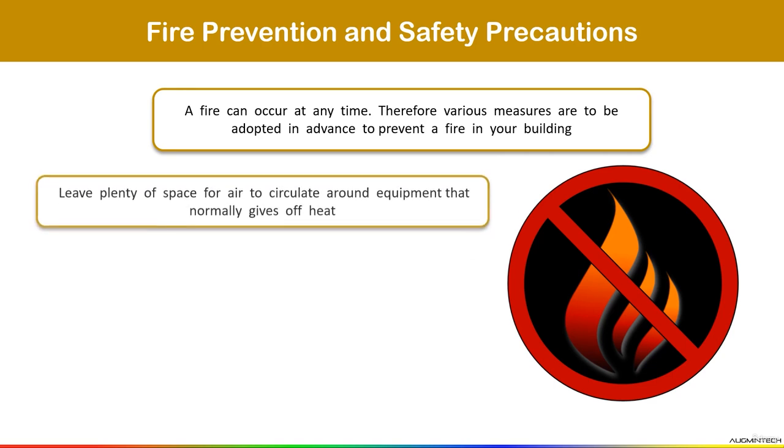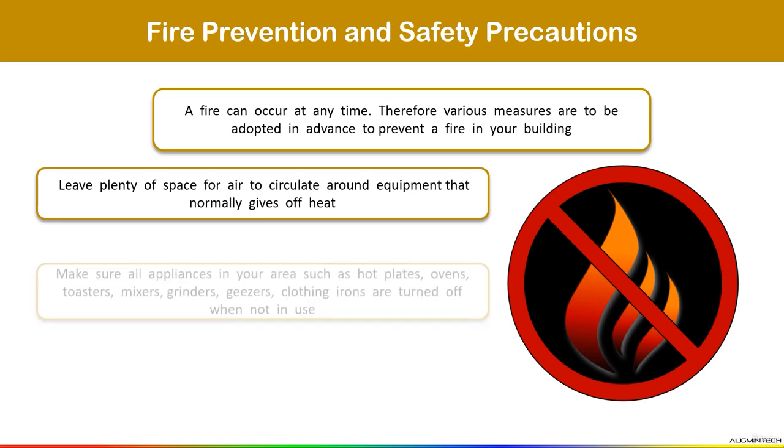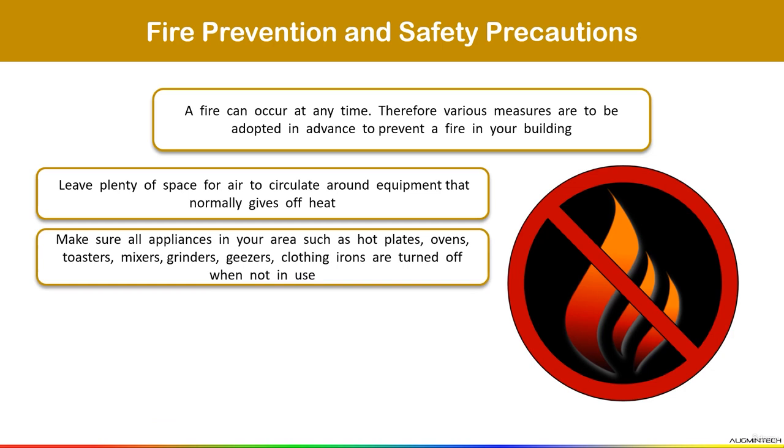Now the next is, leave plenty of space for air to circulate around equipment that normally gives off heat. So here we have to maximize the contact between air and equipment. In this way you can prevent fire. Now make sure all appliances in your area such as hot plates, ovens, toasters, mixers, grinders, geysers, and clothing irons are turned off when not in use.